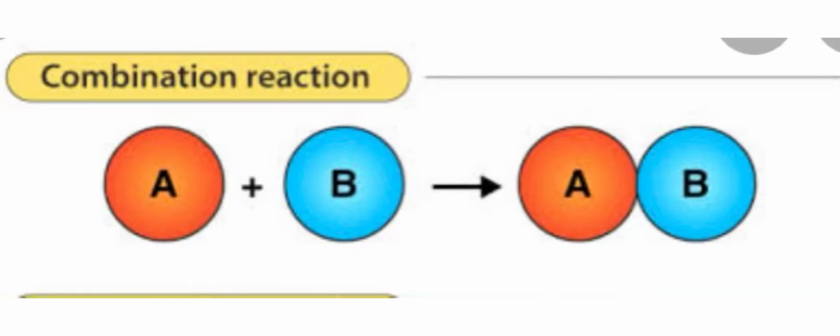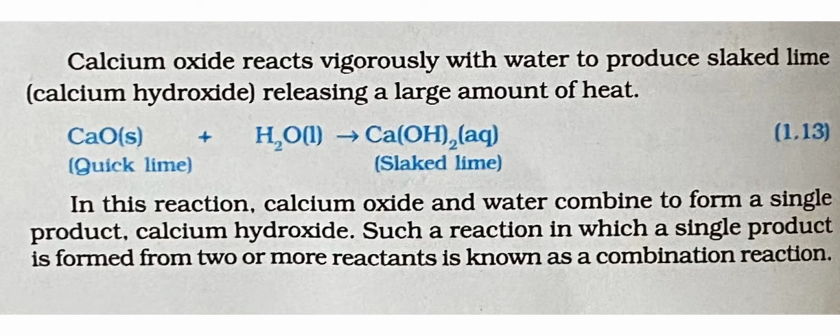The first type of reaction is the combination reaction. The name itself suggests that it deals with combination, to combine. Here you can see that A plus B gives AB. That is, when A combines with B, the product is AB. Let us consider the reaction.